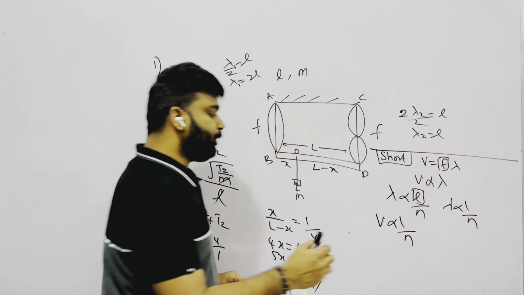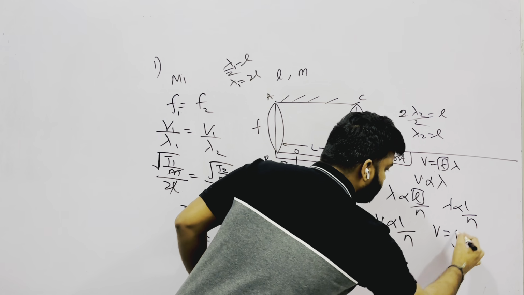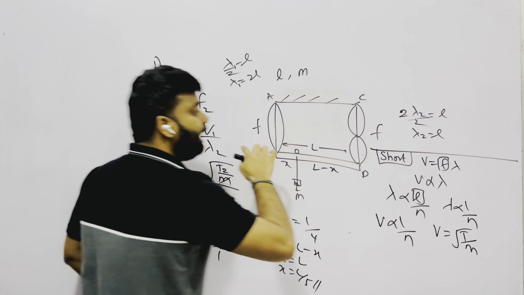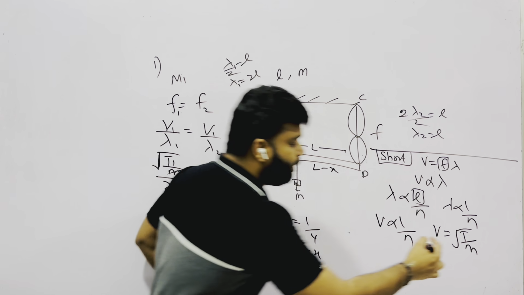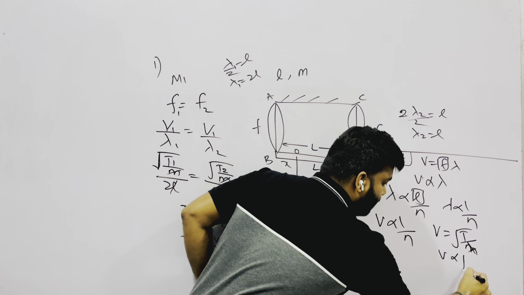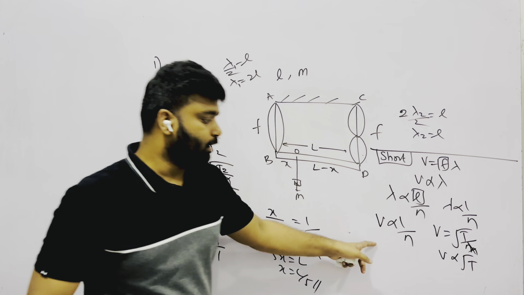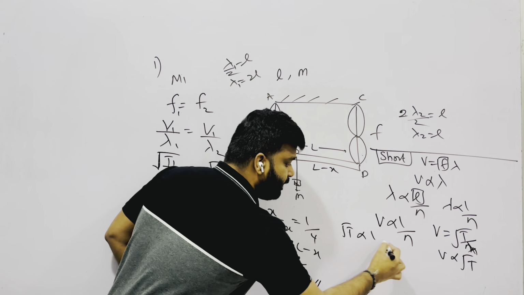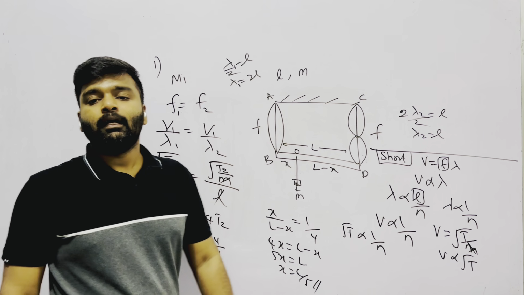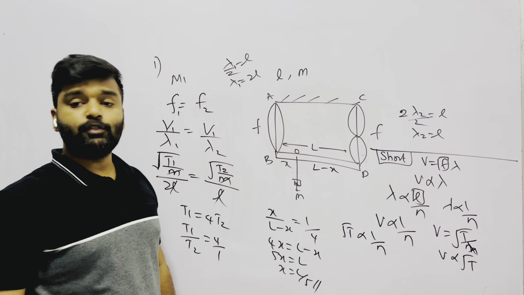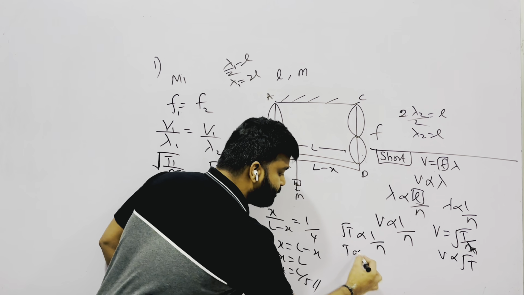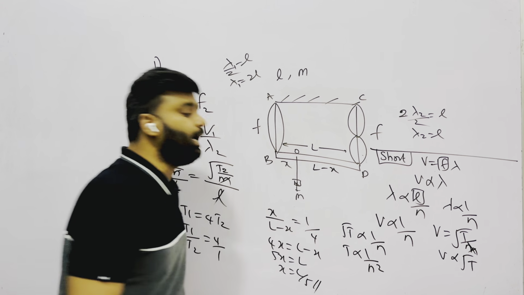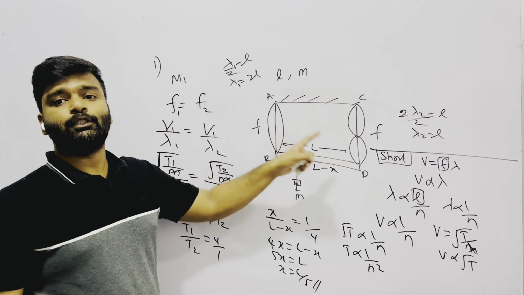And you know one more equation. V is equal to root of T over M. As both strings are identical, their M will be the same. Therefore, V is proportional to root of T. Therefore, finally, root of T is inversely proportional to N. We don't want roots. Therefore, we are going to square both sides. T is proportional to 1 over N squared. That's all. What's the ratio of N?